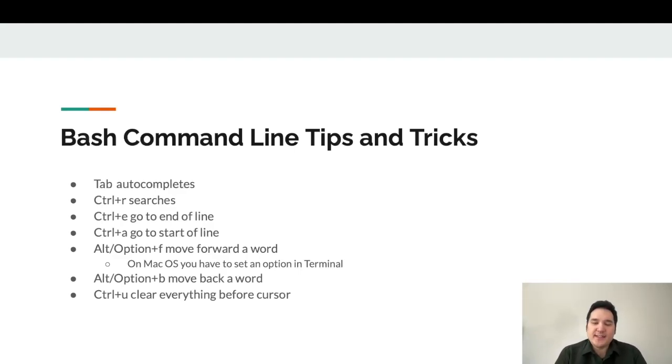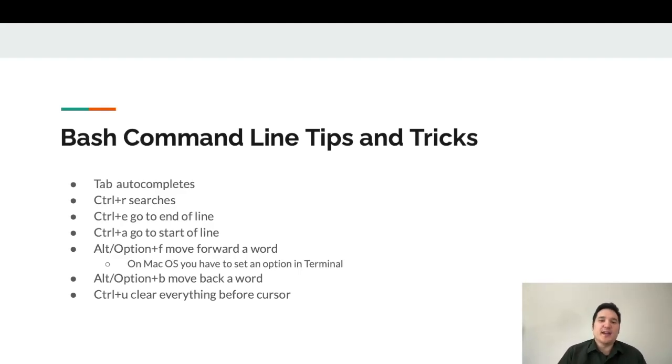Hitting Control E will go to the end of a line. Say you had to fix a typo at the very start of your very long command, a command that has 5 or 6 arguments, and then you need to put in a 6th one at the end. So you fix whatever it is at the start, hit Control E, and it'll go to the end of the line, and you can start putting in additional arguments. Similarly, hitting Control A will go to the start of the line. So say you type your command, you put in your 10 different arguments, and you realize that you typoed the initial command. You can hit Control A, and it will move your cursor to the very start.